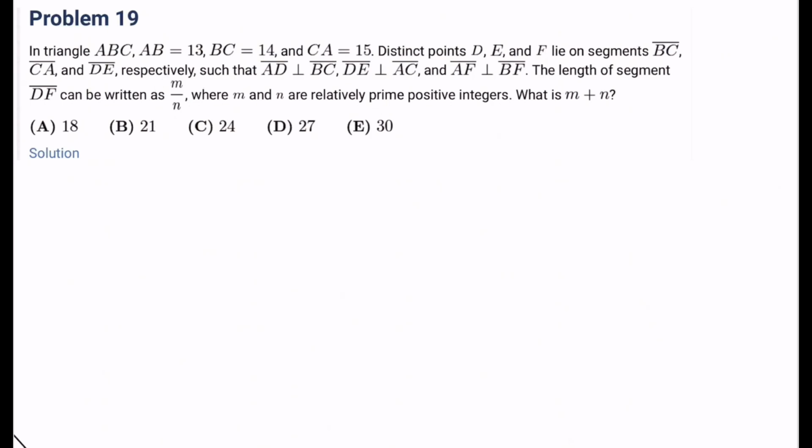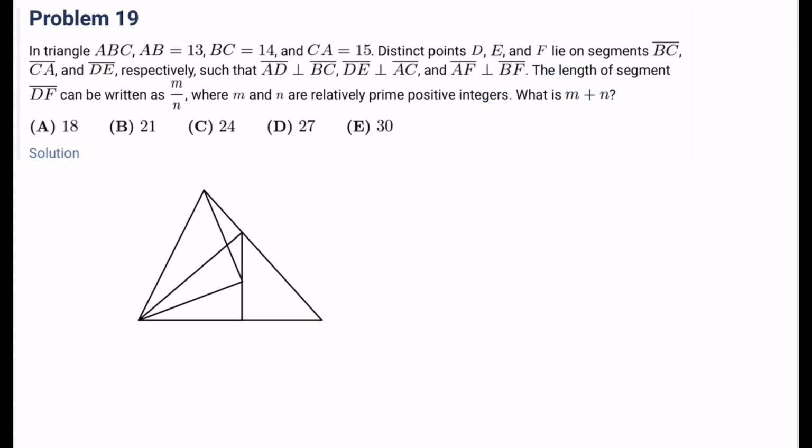Okay, so first if we pull out a diagram here, it's going to look something like that. So let's say this is A, B, and C. Then BC is 14, AB is 13, and CA is 15, and D, E, and F lie on BC, CA, and DE respectively, such that AD and BC are at a right angle, and AF and BF are right angles. So this is F, that's a right angle, and DE and AC are at a right angle. So this is E, and that's a right angle like that. Okay, so first thing that we can see here is we can notice these two.